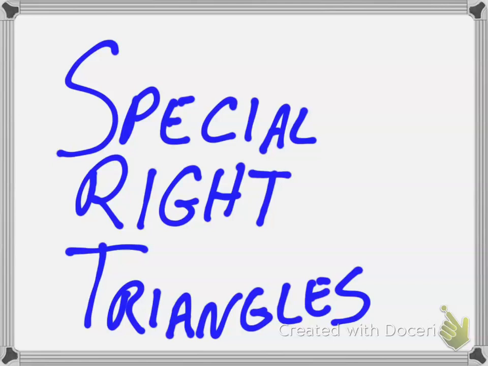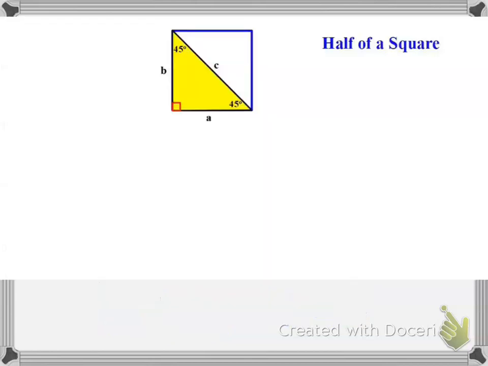Hello, class. Today we are going to look at special right triangles. These are just right triangles that have some special things about them. There's two of them that we're going to talk about. The first one is this one. This is half of a square.